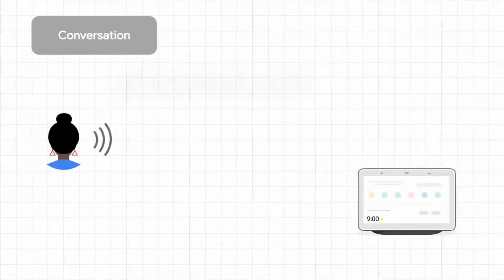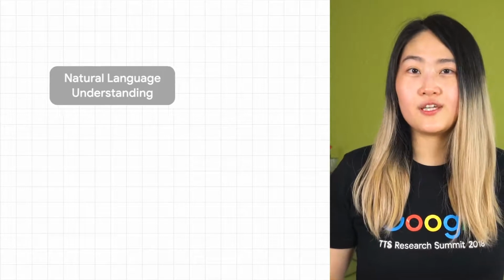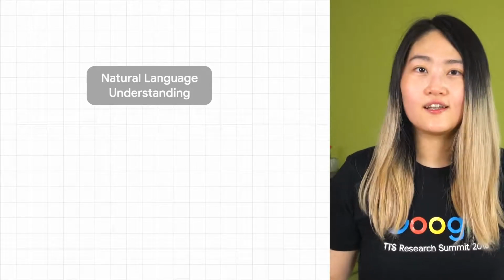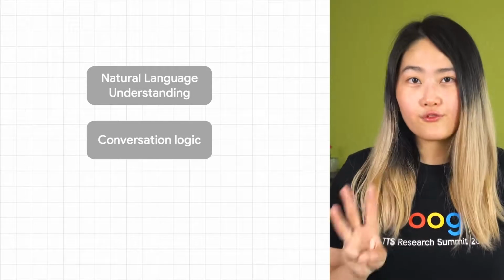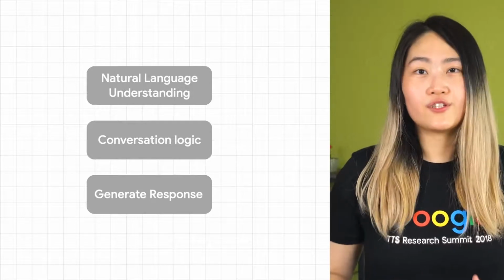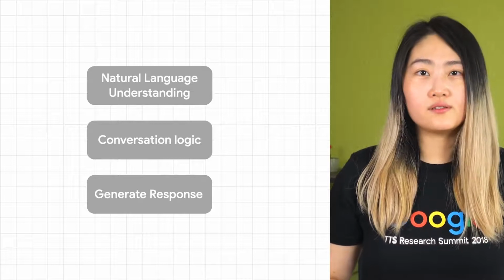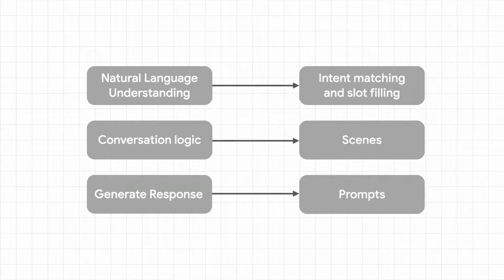Once the action is invoked, the conversation begins between the user and your action. To build this back and forth between the user and your action, you need to do three things. 1. Process and understand user input with natural language understanding. 2. Apply logic to organize the conversation flow. And 3. Generate the appropriate response back to the user. To build this functionality, you use conversation components such as intents, slots, scenes, and prompts. You can learn more about these components in our other videos.